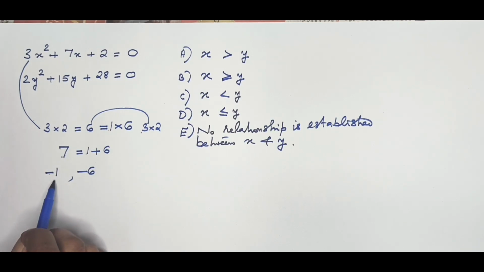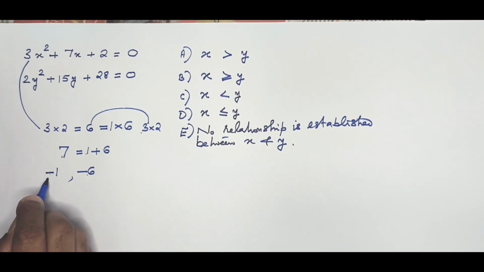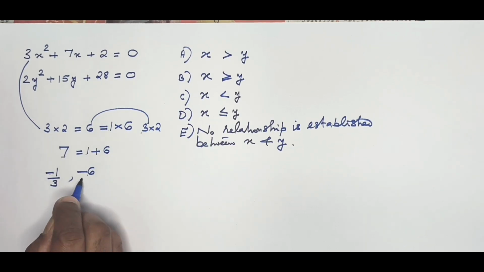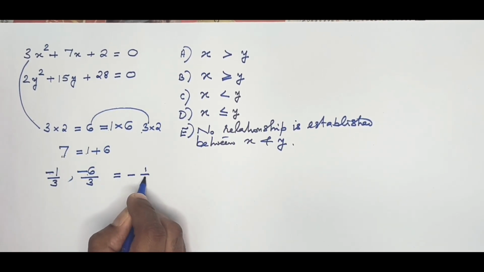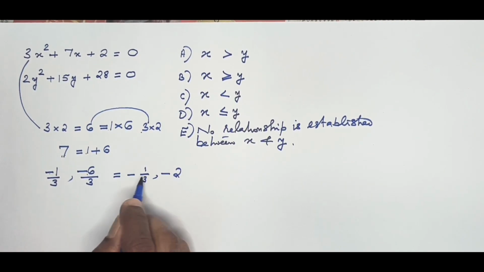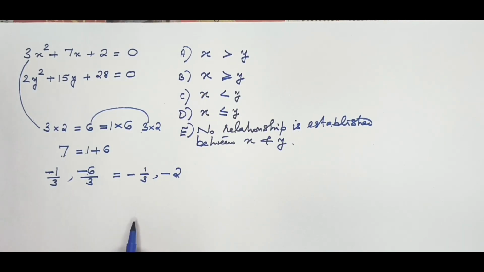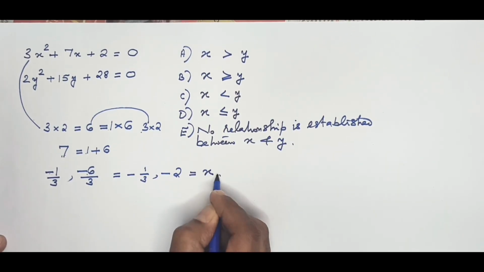Then you divide each of them by the coefficient of x squared, which is 3 in this case. So here it will be 3, here it will be 3. That is minus 1 over 3, and the next one is minus 6 divided by 3 is minus 2. And these are the two roots of the first quadratic equation, 3x squared plus 7x plus 2 equals 0. So these are the values of x.